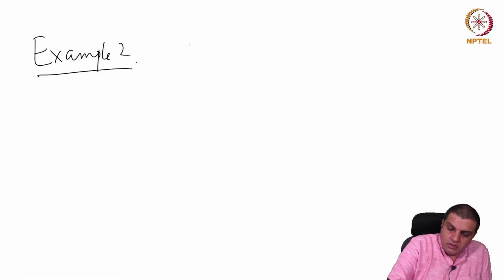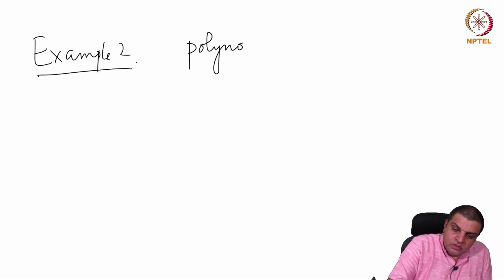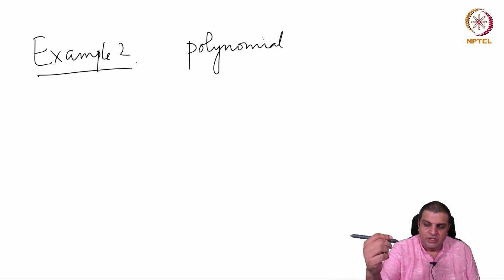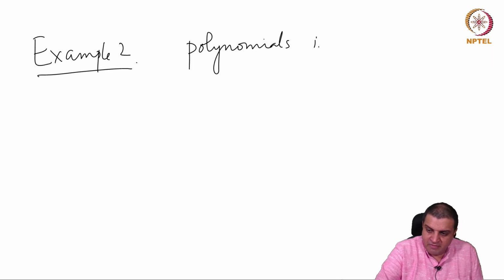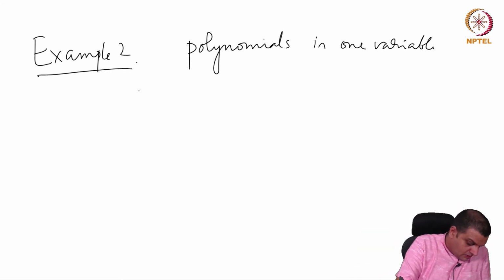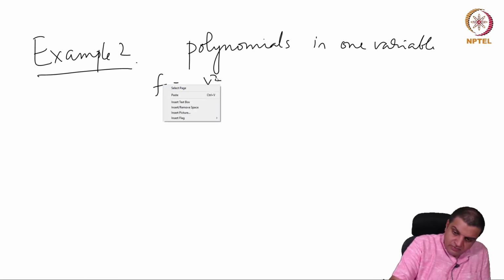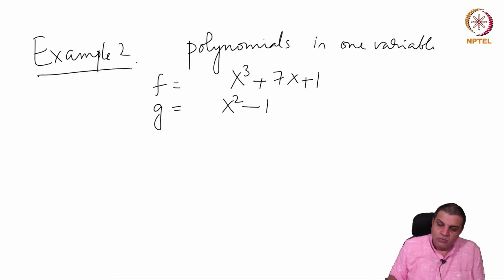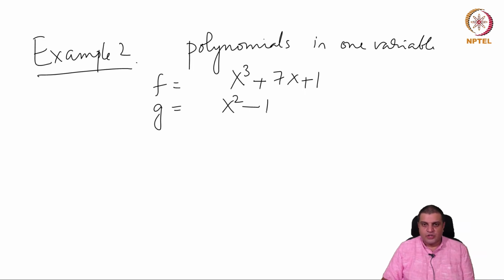Is polynomials in one variable. So earlier we looked at many variables but linear equations. Now polynomials but in one variable. Okay. So let's take some example. Let's say that f is x cubed plus 7x plus 1, and g is x squared minus 1. We want to know if they have a common 0.